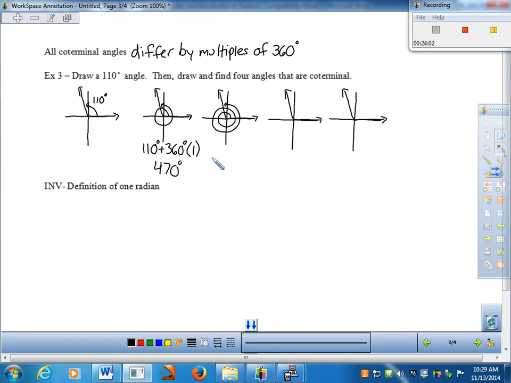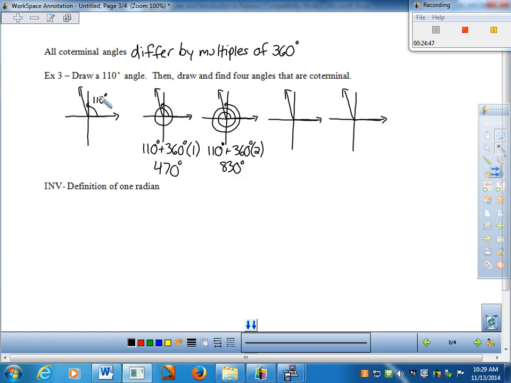Everyone see that? So as you can see, bottom line is if I'm going counterclockwise, I can keep adding 360 degrees and get as many coterminal angles as I want. So 110 plus 360 degrees times 2, or 720 for that matter, and that would give me 830 degrees. So here's a coterminal angle to 110.